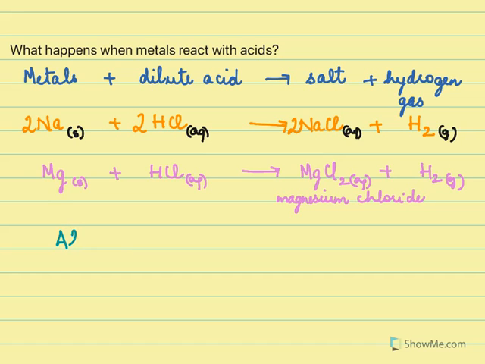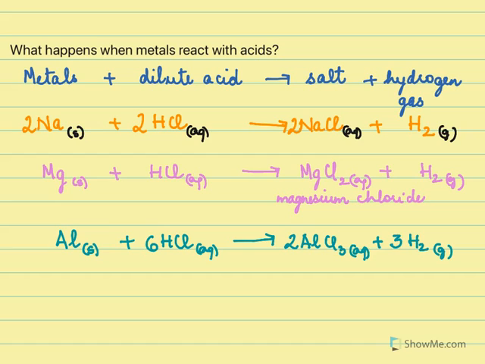Next, let us see aluminium. Aluminium with hydrochloric acid, you get aluminium chloride, which is the salt, plus the hydrogen gas. Aluminium is a solid, hydrochloric acid is in aqueous form, aluminium chloride is also in aqueous form, and hydrogen is in gaseous form. Now when you want to balance it, this will be 6 here, 2, this will be 3, and here will be 2. The salt is aluminium chloride.